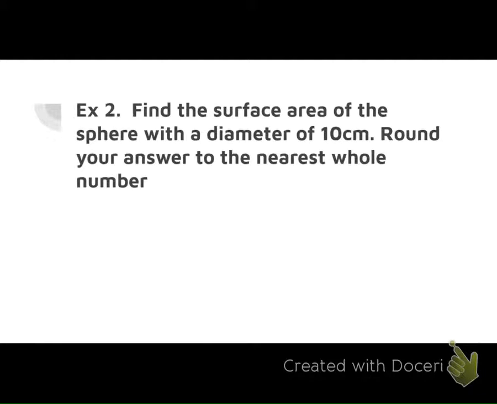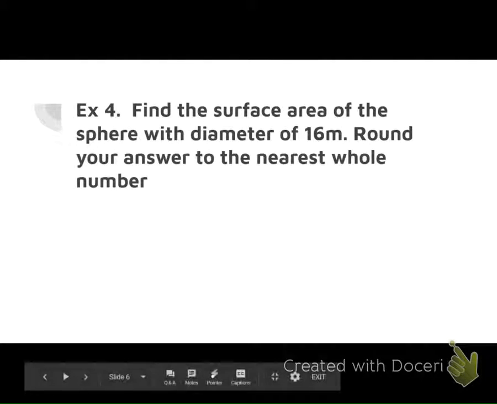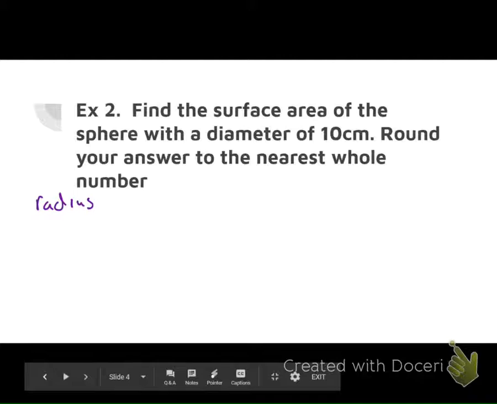Okay, so how do you find the radius if the diameter is 10? Divided by 2. Okay, so we have 10 divided by 2, which is? Yep. So give me 1 second as I do this portion. So your radius is 5 centimeters. So we're still that same formula. Surface area equals 4 pi r squared. So that gives me 4 pi. My r is 5 centimeters squared.